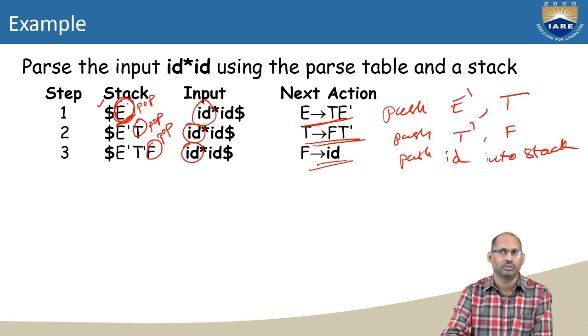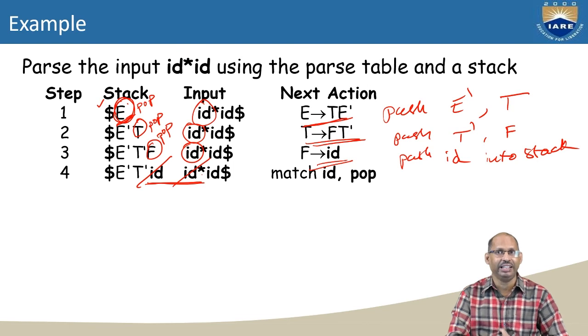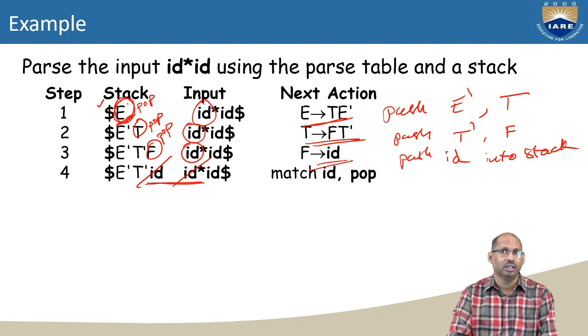Then id and id matching. So delete both of them. After popping F and storing id into the stack, stack and input are matching. id and id, simply delete. Now, this is the stack symbols. This is the input symbols.